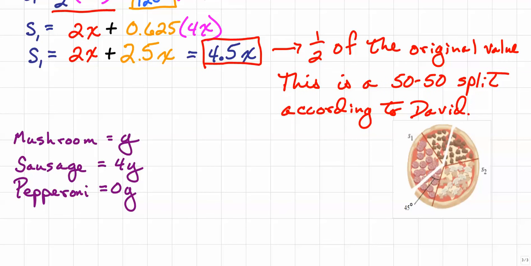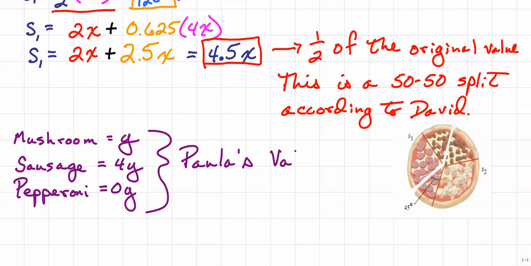And now we need to discuss Paula. Okay, now remember, this right here, this is Paula's values. And since she hates pepperoni, she's going to choose the piece of pizza that has the least amount of pepperoni on it, since both sides have pepperoni. Therefore, Paula will choose side 2.